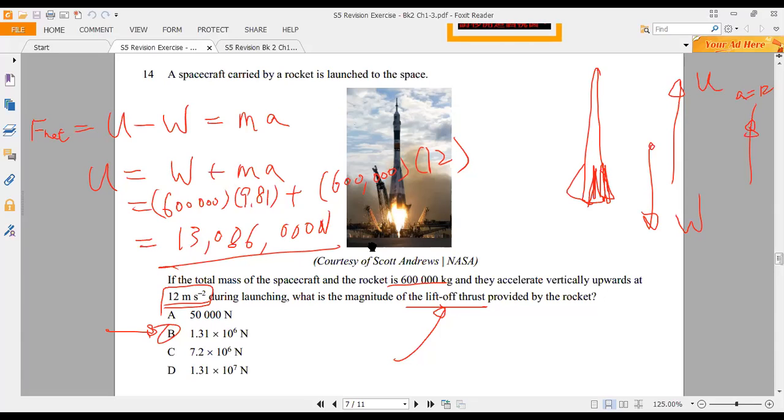Oh, sorry. Thank you for reminding. It should be D, not B. Very good. Always reminding me for my stupid mistake. Yeah, sorry for that. It should be D, yes. Because according to my calculation, there should be up to 10 to the power 7, but not 10 to the power 6. Thank you.